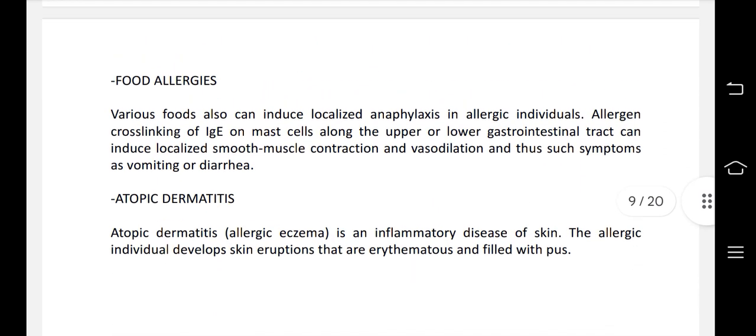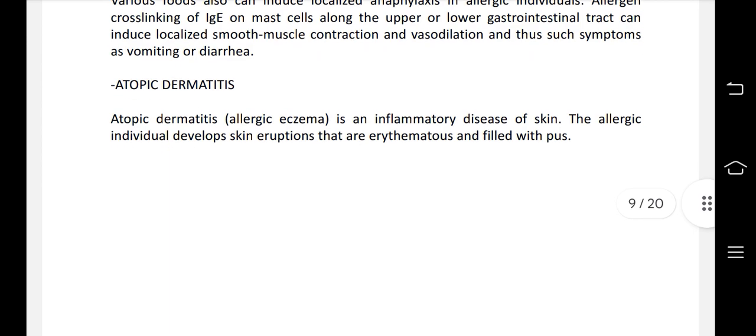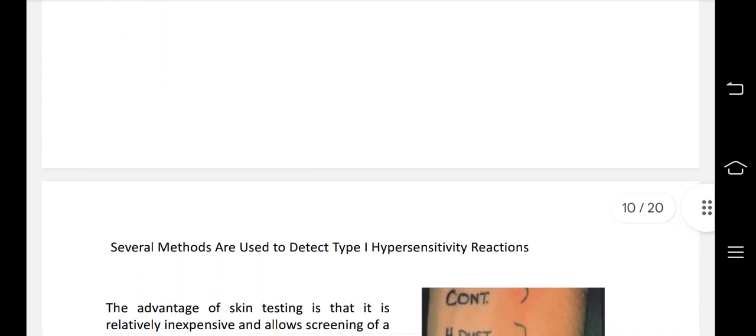Then food allergies are there. Various foods also can induce localized anaphylaxis in allergic individuals. Allergen cross-linkage of IgE on mast cells along the upper or lower gastrointestinal tract can induce localized smooth muscle contraction and vasodilation, and such symptoms as vomiting or diarrhea. Then atopic dermatitis. Atopic dermatitis or allergic eczema is an inflammatory disease of the skin. The allergic individual develops skin eruptions that are erythematous and filled with pus.